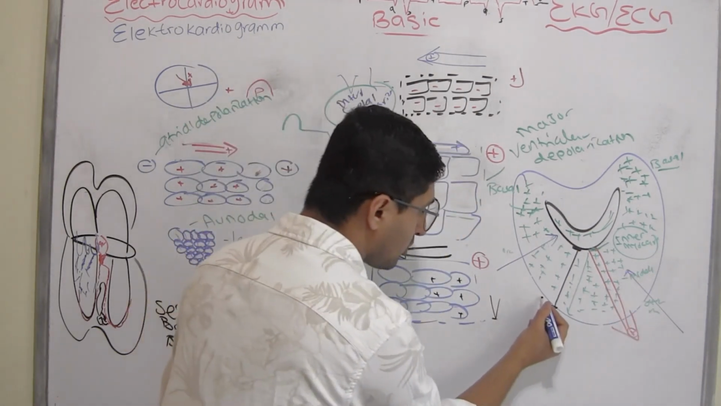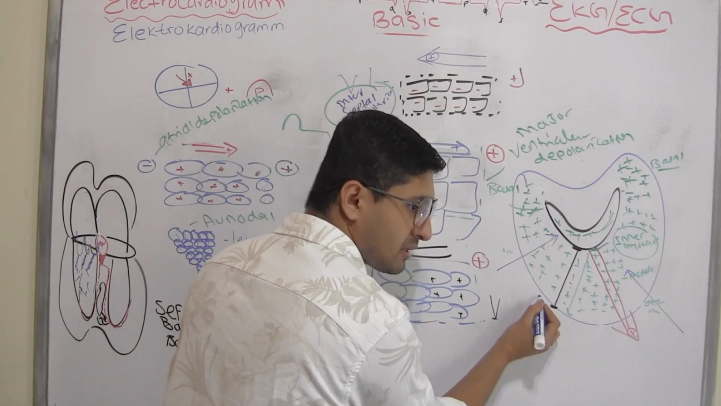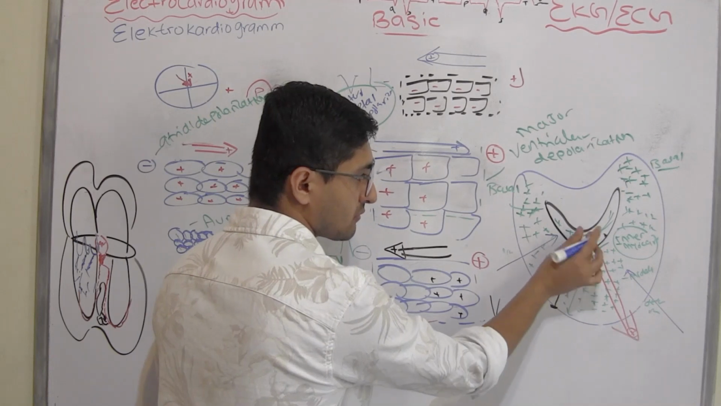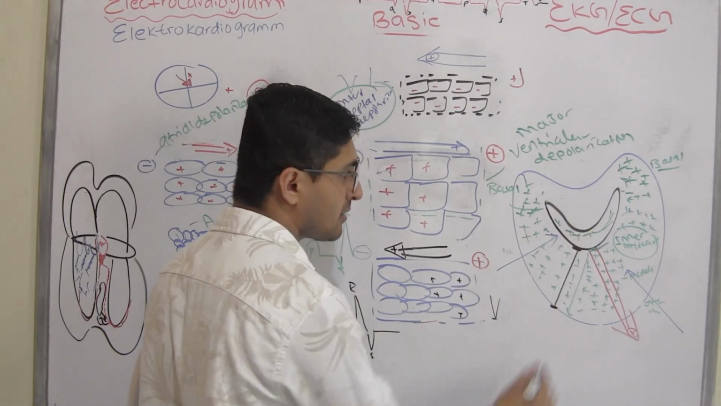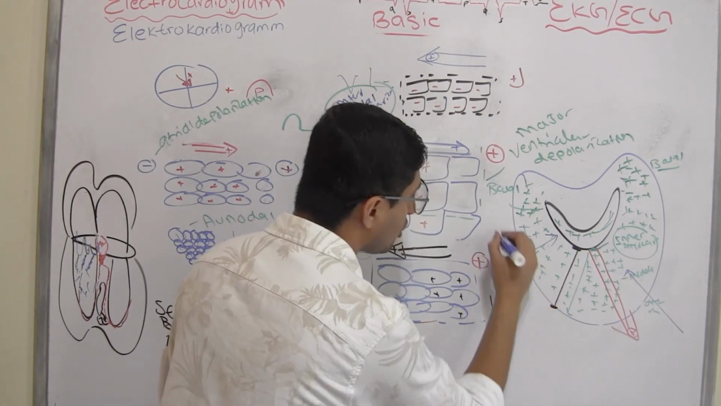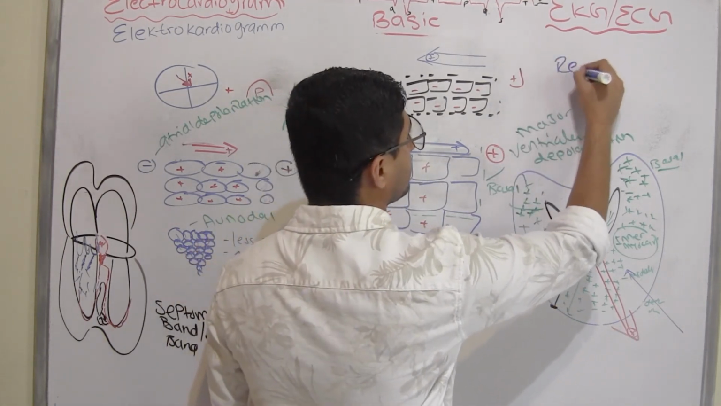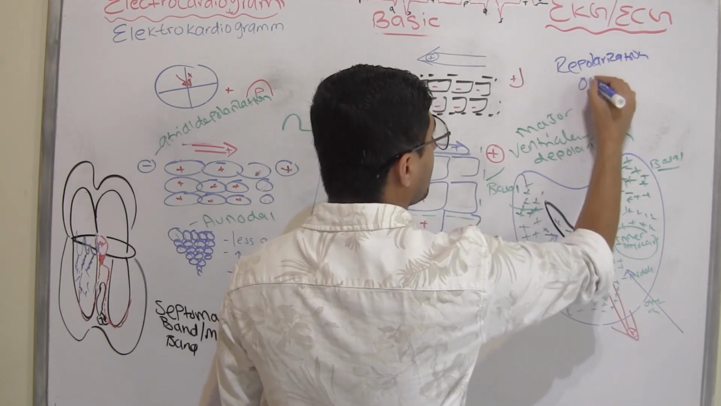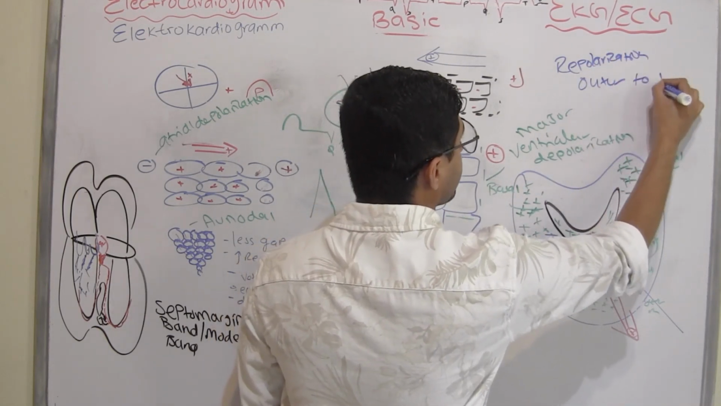So it goes from the outer, the subepicardium, to the subendocardium. Okay, so your repolarization goes from the outer to the inner. So let me write down repolarization here. It goes from your outer part to inner.